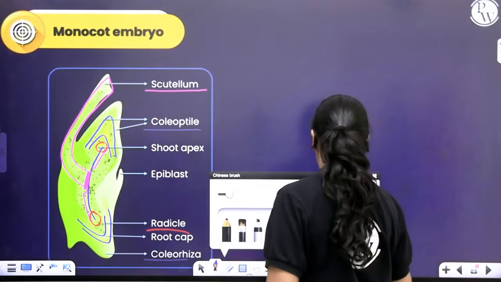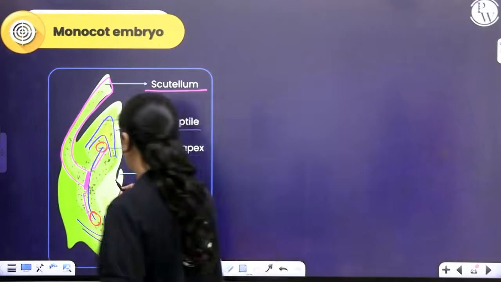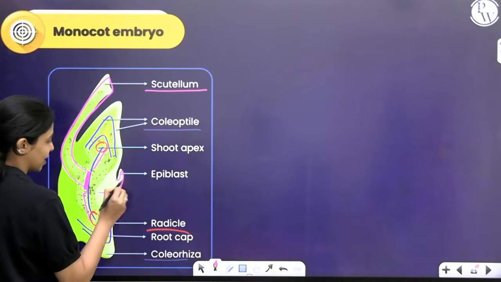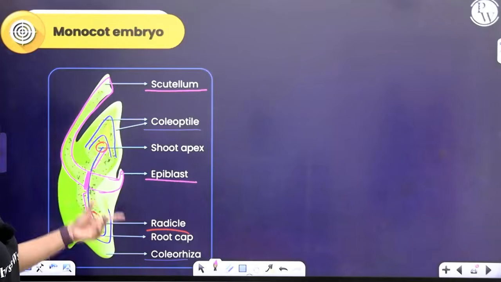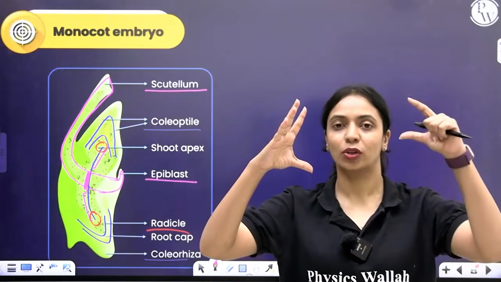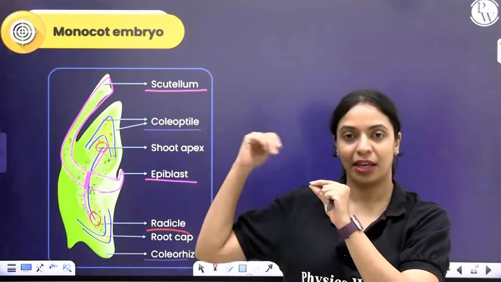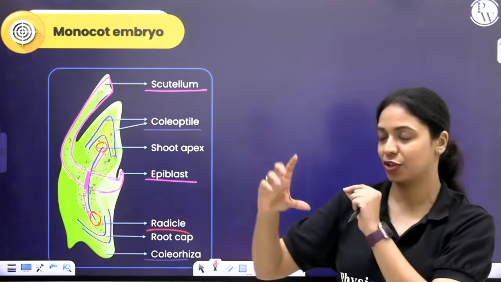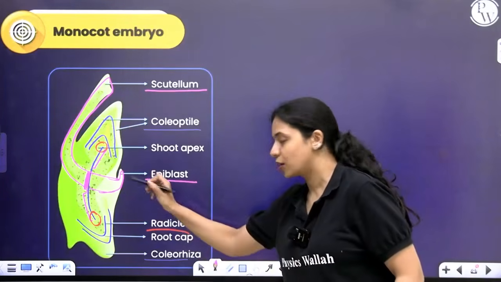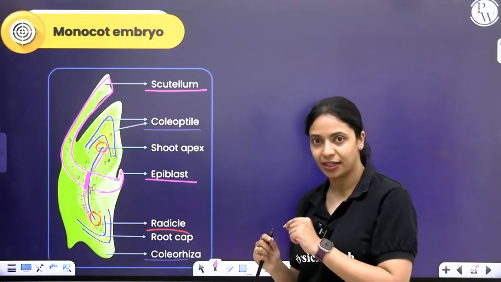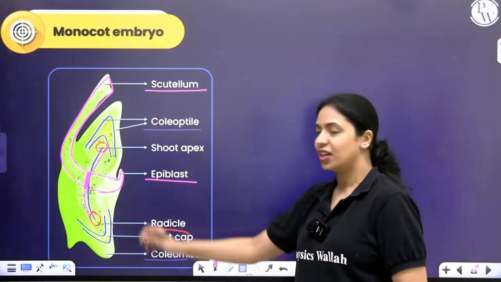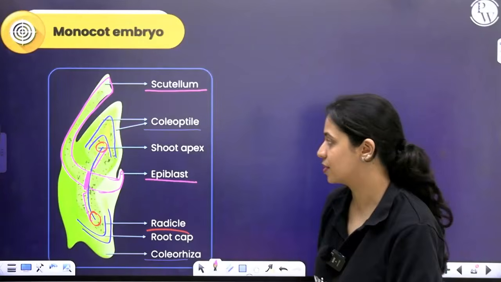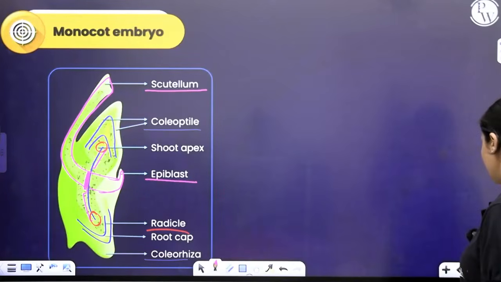Over here you can see there is a small bulb-like structure present, which is labeled the epiblast. Epiblast is the highly reduced cotyledon. In dicots, you have two cotyledons, right? One cotyledon got highly reduced in monocots, so they have only one proper functional cotyledon. This is the cotyledon that is highly reduced right now. It is vestigial, not functional. So this indicates that monocots evolved from dicots. Okay, so that is your epiblast.